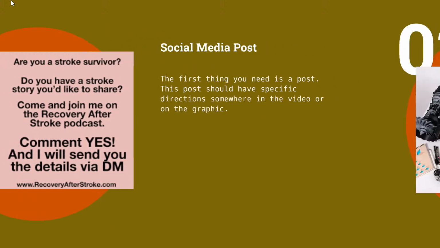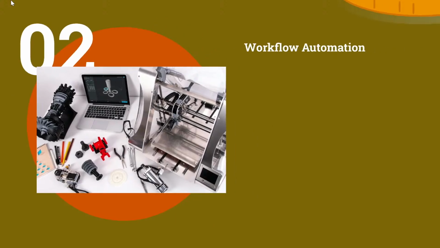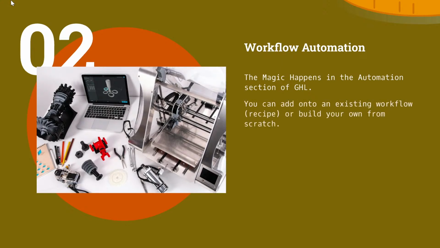All right, that's where the magic happens. So they comment, and then the workflow automation happens, right? So the magic happens in the automation section of Go High Level. All right. Now you're going to see in a minute, you can add on to an existing workflow, which they call recipes, or you can build your own from scratch.